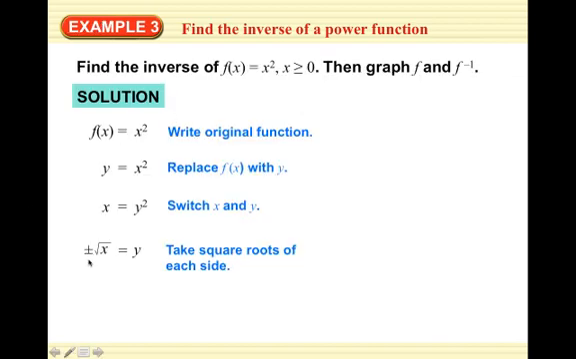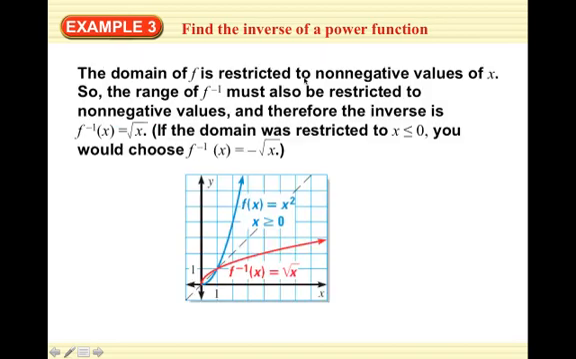Okay, we reject the possibility of y equaling negative square root of x because the range of the inverse has to match the domain of the original. So if the domain had been restricted to x less than or equal to 0, you would choose f inverse equals negative square root of x. Okay, you want the range of your inverse to match the domain of your original.